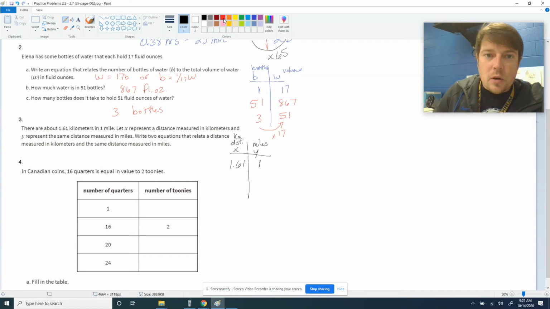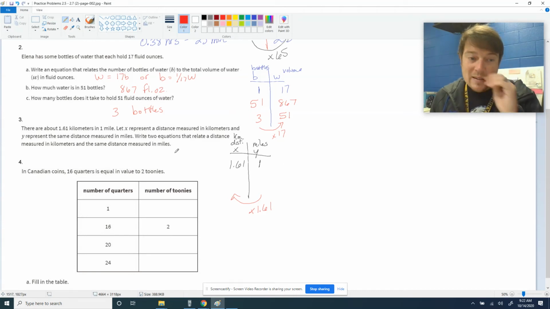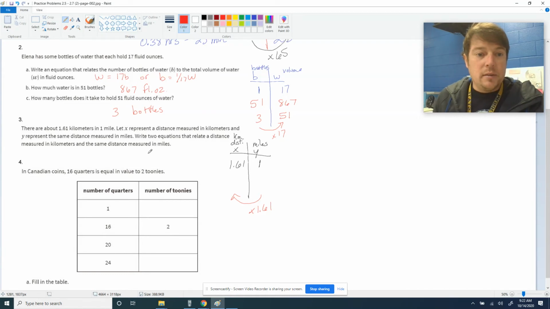So I can start to see my constant being times 1.61 to get over. Now I can read the rest of the problem knowing that I have a good grasp of what's happening. X and Y represent those things. It wants us to write 2 equations that relate a distance measured in kilometers and the same distance measured in miles, using Y, X, and 1.61.